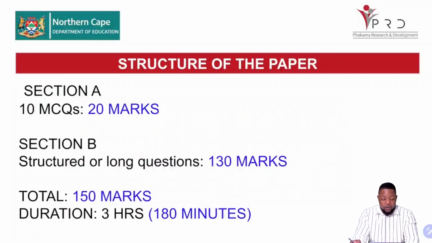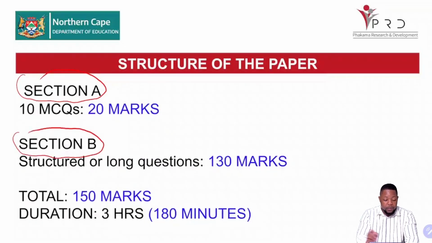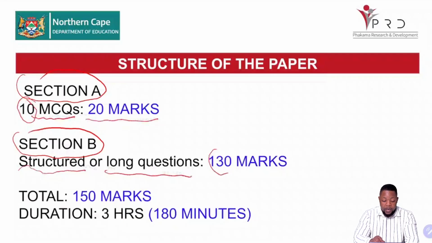Let's look at the structure of the paper. The paper is divided into 2 sections: section A and section B. Section A is multiple choice questions, which are 10 in total, and each multiple choice question is awarded 2 marks, and that will add up to 20 marks. Section B contains structured questions or long questions with a total of 130 marks.